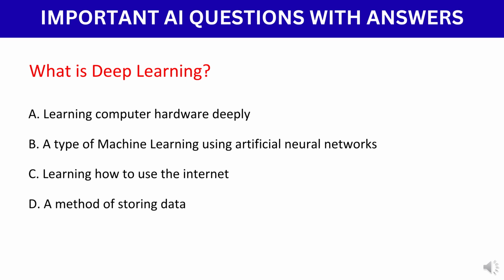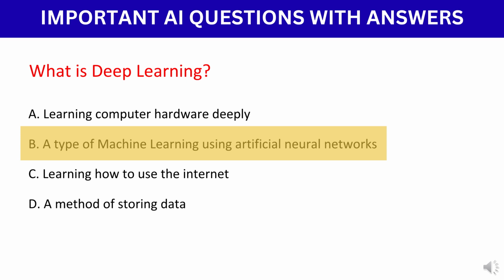Question number 3. What is deep learning? Option A. Learning computer hardware deeply. Option B. A type of machine learning using artificial neural networks. Option C. Learning how to use the internet. Option D. A method of storing data. The correct answer is option B. A type of machine learning using artificial neural networks. Deep learning uses multiple layers of artificial neural networks to learn complex patterns from large amounts of data.